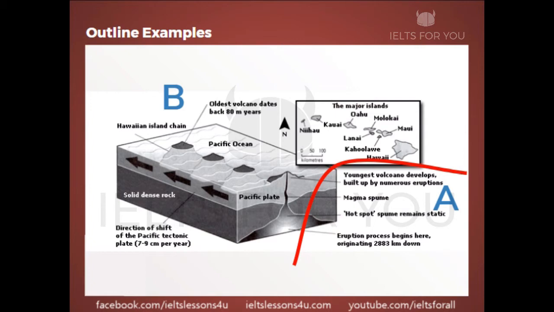Then in paragraph B, we have a kind of bigger idea of how the islands of Hawaii are produced, okay, as the Pacific tectonic plate shifts to the left there, we see this chain of volcanoes being produced. And that's what we have in paragraph B. So this one is a little bit more tricky to divide, but in a way we're looking at paragraph A, one volcano production, paragraph B, a chain of volcano production.